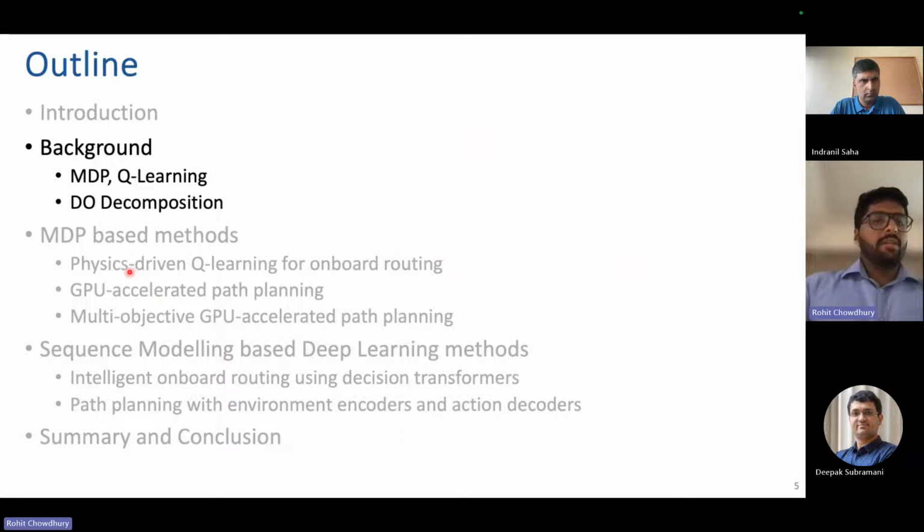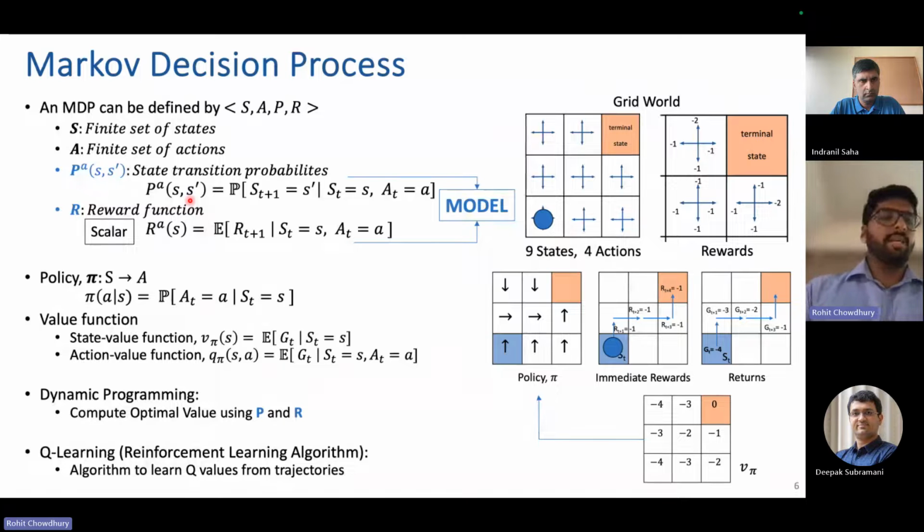So before I actually start with these works, I'd like to give you all a bit of background on what MDPs are and some other concepts that will help us all understand the work a bit better. So I've been talking a lot about MDPs. Essentially, an MDP, a Markov decision process, is defined by a set of states, actions, transition probabilities, and rewards.